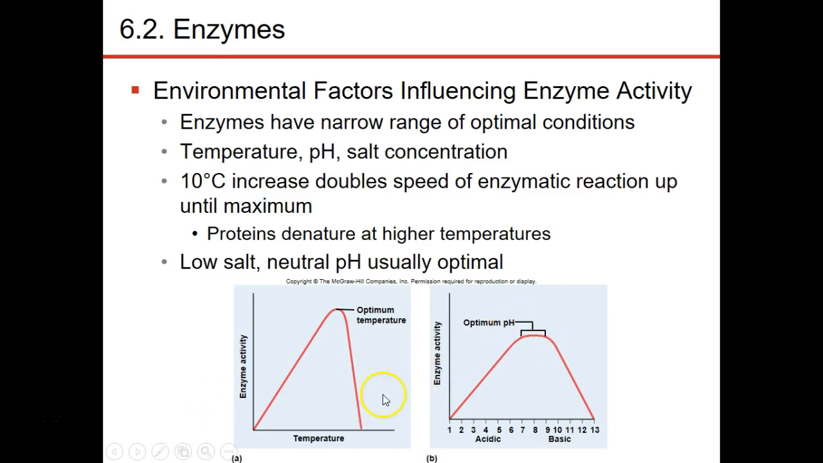An example, pepsin is an enzyme that works in our stomach and works in acidic environments of 1 or 2 pH. And we have certain proteins that work very well at a much higher temperature. Think of your thermophilic bacteria.